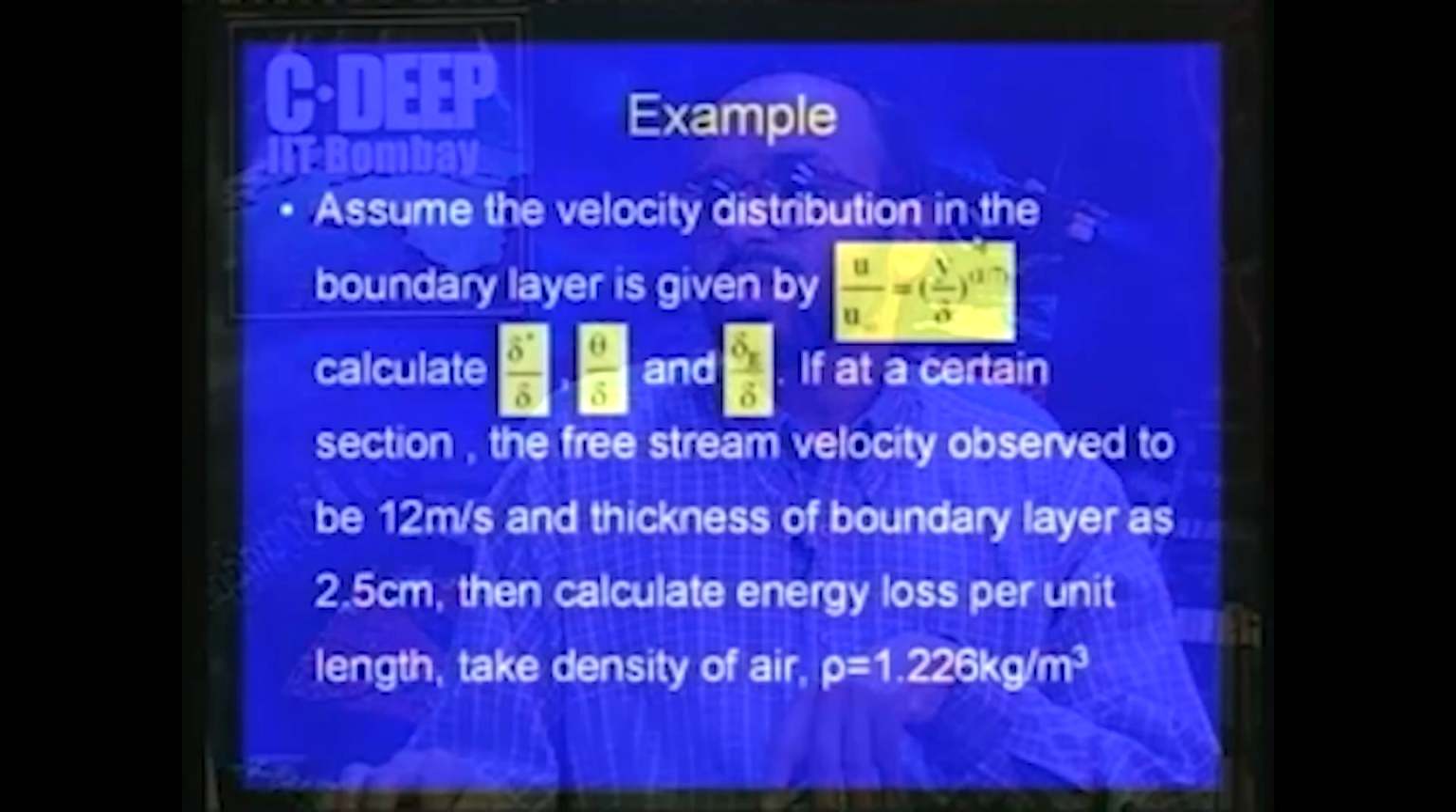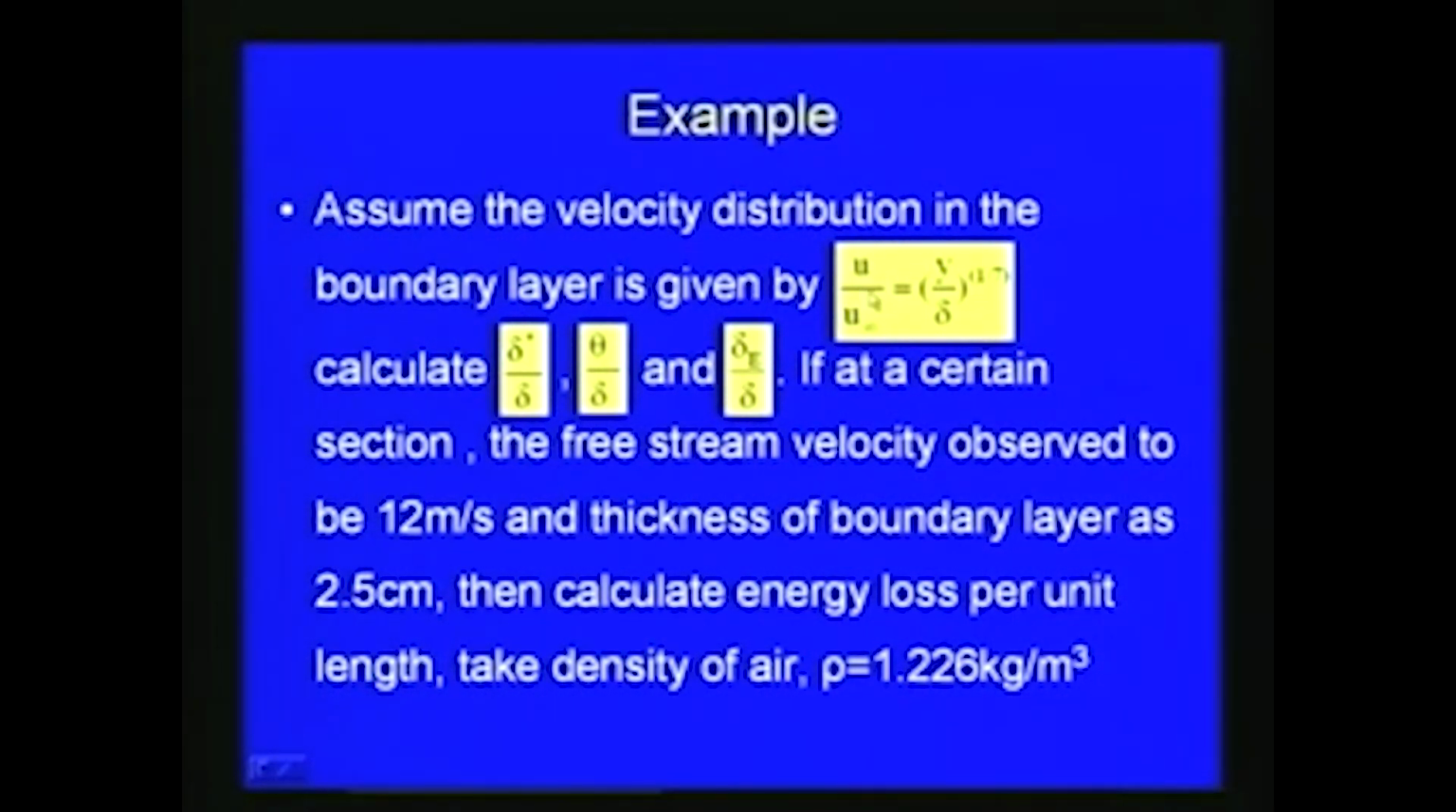So, here we consider a small example problem. Assume the velocity distribution in the boundary layer is given by u by u infinity is equal to y by delta to the power 1 by 7. We have to calculate the ratio of displacement thickness to boundary layer thickness, delta star by delta, and momentum thickness to delta, and energy thickness delta E to delta. And also, if at a certain section the free stream velocity is observed to be 12 meter per second and thickness of boundary layer as 2.5 centimeter, then calculate the energy loss per unit length by taking the density of air as rho is equal to 1.226 kilogram per meter cube.